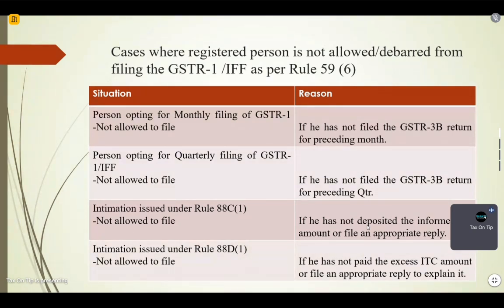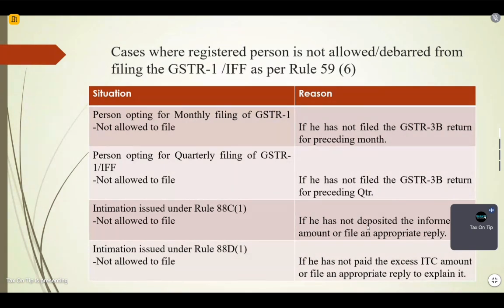Okay, so उसमें क्या हो रहा था कि पर्सन जो है वो GSTR-1 फाइल कर रहा था और सामने वाली पार्टी उसका इनपुट क्रेडिट भी ले रही थी, लेकिन क्या है कि टैक्स एक्चुअल में जमा ही नहीं हो रहा था 3B में, बिकॉज ये that person is not filing the GSTR-3B regularly. So the government has mandated that if you have not filed the GSTR-3B for the preceding month, you are not allowed to file the GSTR-1 as per Rule 59(6).